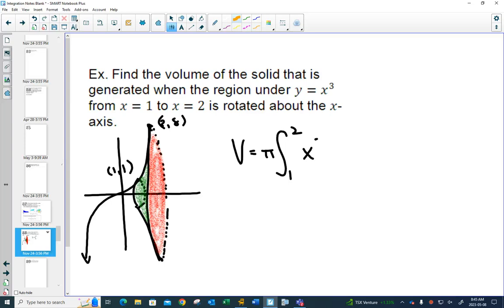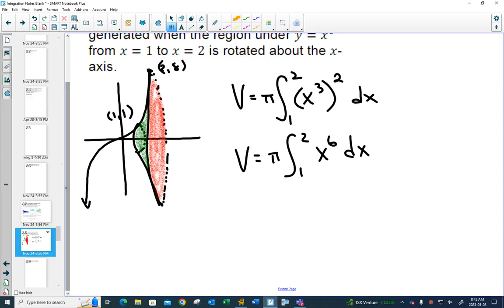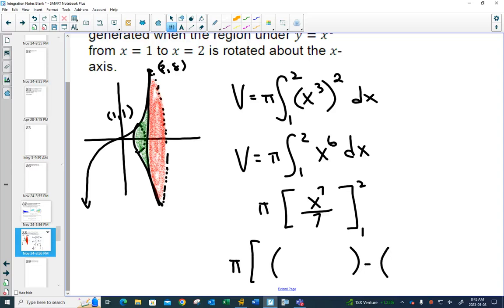And then our function was x cubed. That's our radius, so it needs to get squared, dx. And we get the integral from 1 to 2 of x to the 6 dx. Reminder for definite integrals: we calculate the integral, just add 1 to the exponent and divide. Put it in square brackets, and then plug in one number and subtract the other number.